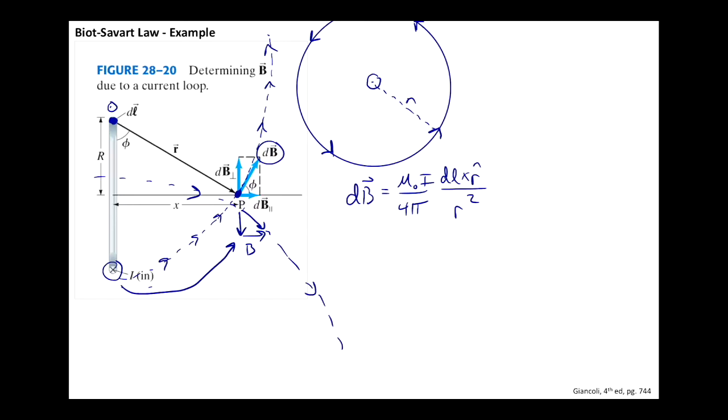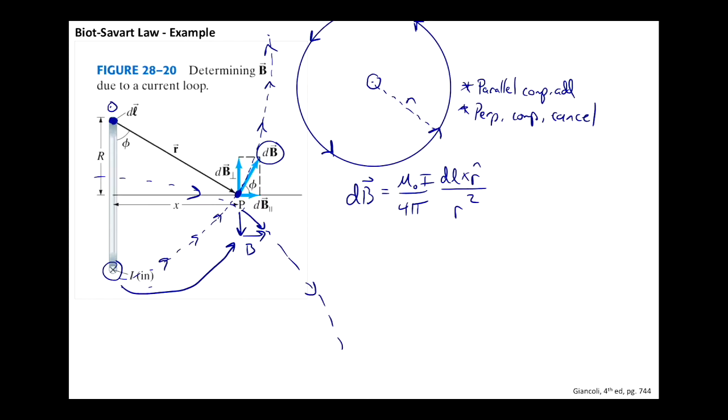So let's put underneath this, we already said that the parallel components will add, and the perpendicular components will cancel. So we're only going to worry about the perpendicular components. So let's see, how can I switch from dB to dB parallel? Which trig function are we going to use? It would be the cosine, right?